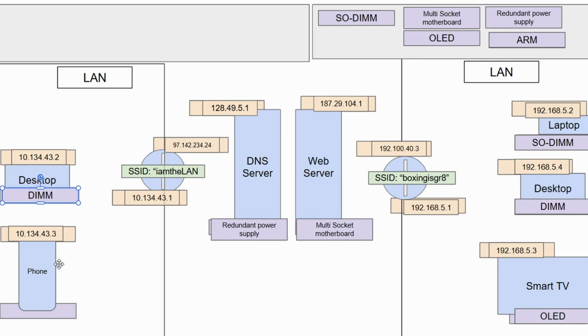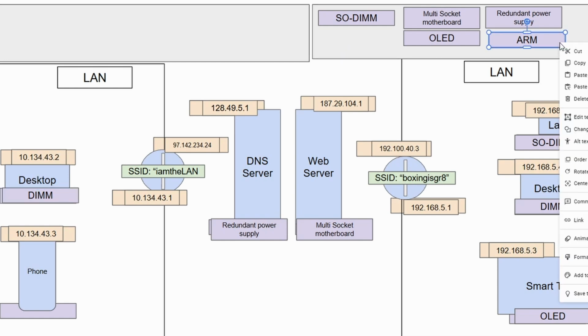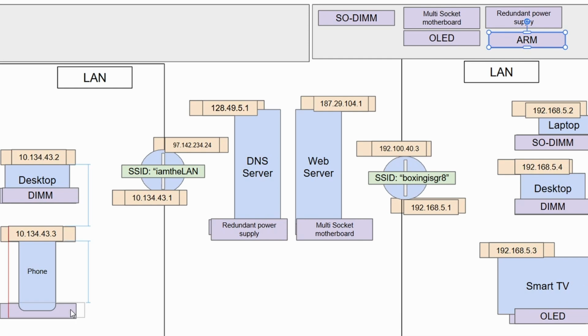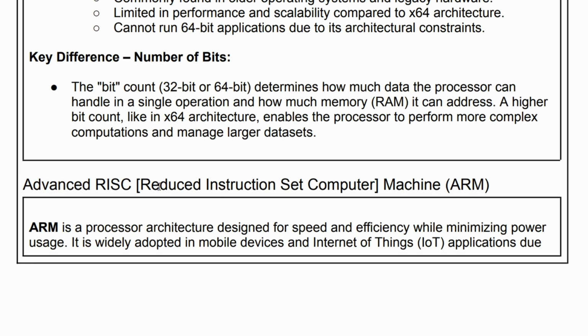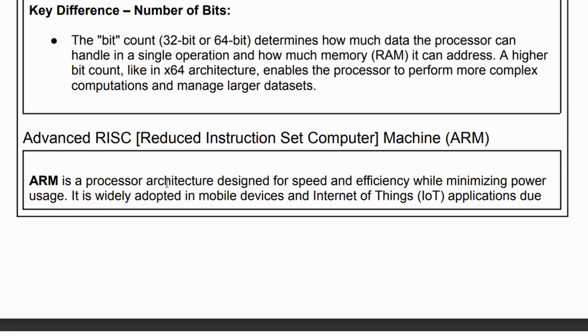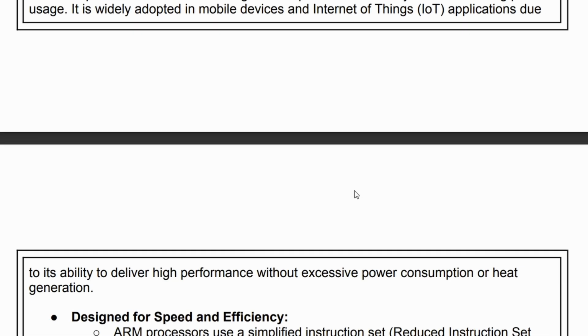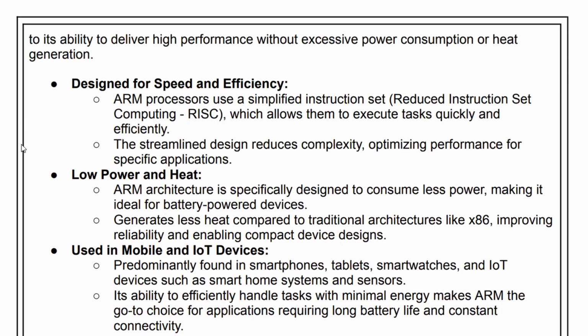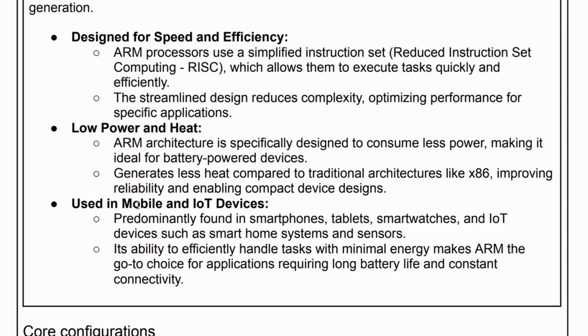And finally, the phone. We're going to use Advanced RISC Machine. Guys, hopefully you're semi-familiar with what an advanced RISC machine is, but if you're not, let's take a quick look. An advanced RISC machine refers to a reduced instruction set computer machine. An ARM is a processor architecture designed for speed and efficiency while minimizing power usage. It is widely adopted in mobile devices and Internet of Things applications. All right, so they are designed specifically for speed and efficiency for low power and heat usage, and they're generally used in mobile and Internet of Things devices.